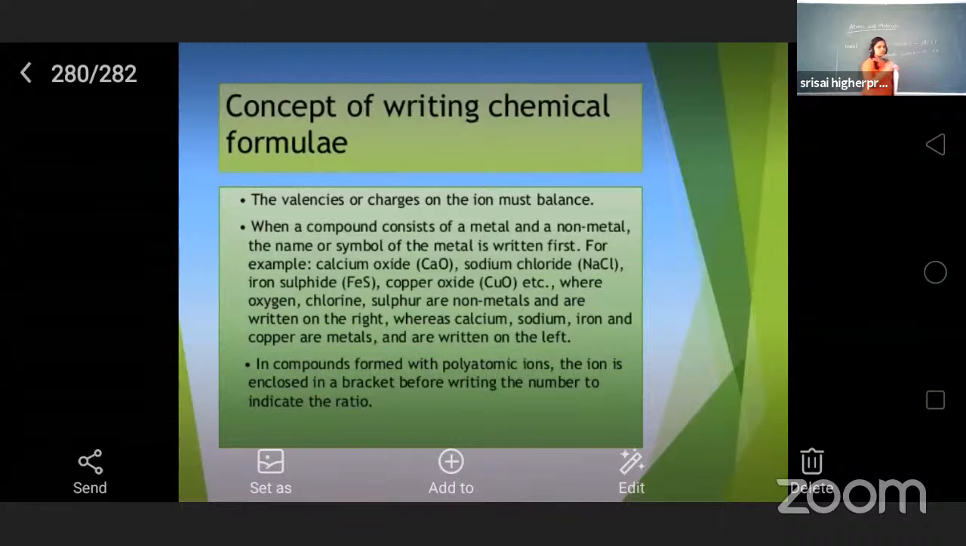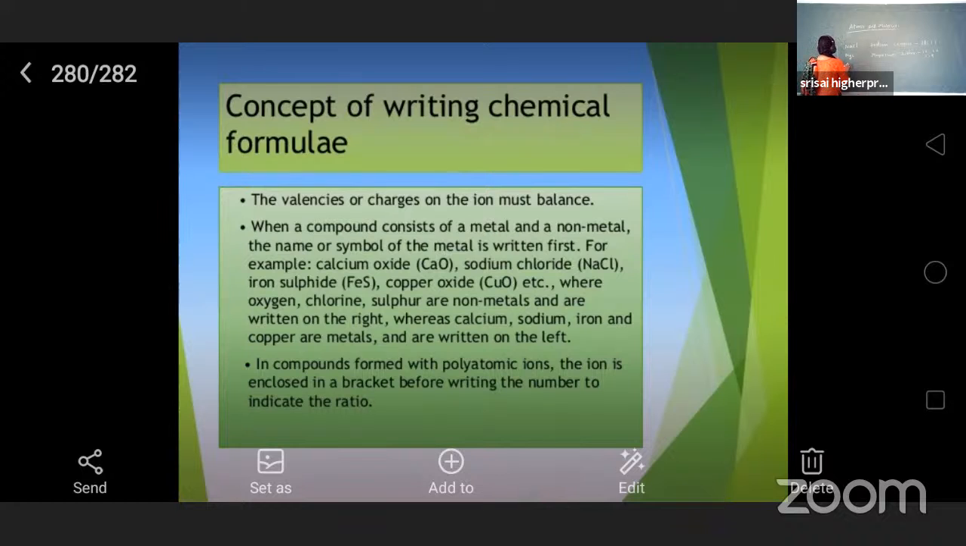Then we can write it like this also. 12 is to 16, you divide by 4: 4 threes are 12, 4 fours are 16. So we can write the ratio as 3 is to 4 also. The next one is magnesium sulfide, MgS.